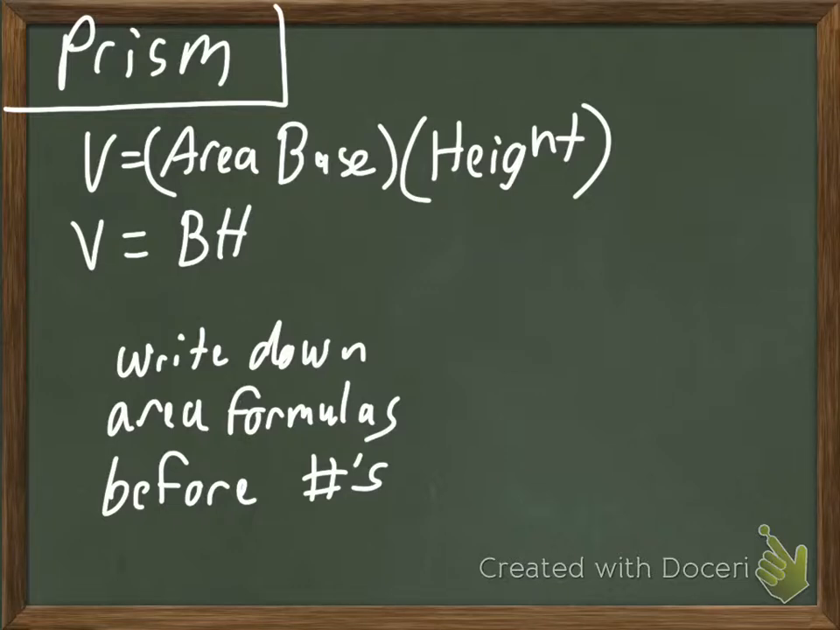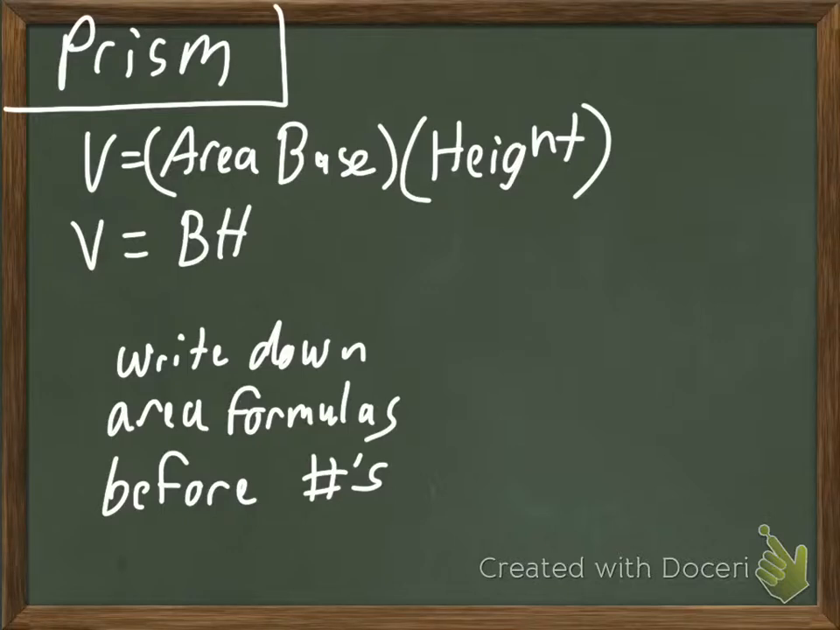Volume for a prism: volume equals the area base times the height. So this is a lot simpler than our surface area, at least it's supposed to be, hopefully. So volume equals area base times height. That's the smaller formula, this capital B times capital H.